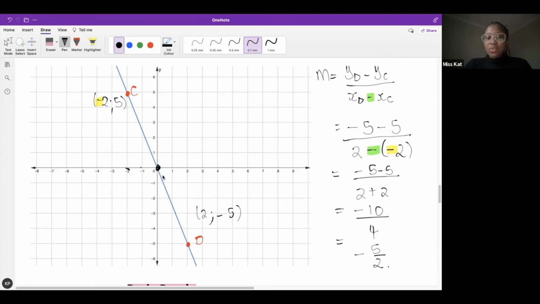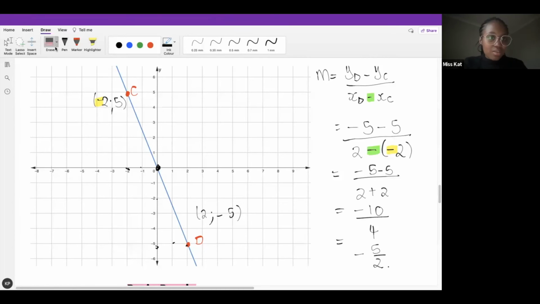Let's do it again. Let's go down 5. 1, 2, 3, 4, 5. Right 2, 1, 2. We are on the next point. Do you see what the gradient does? It directs you to points on the graph, guys. Isn't that cool? I think that's pretty cool, if you ask me.